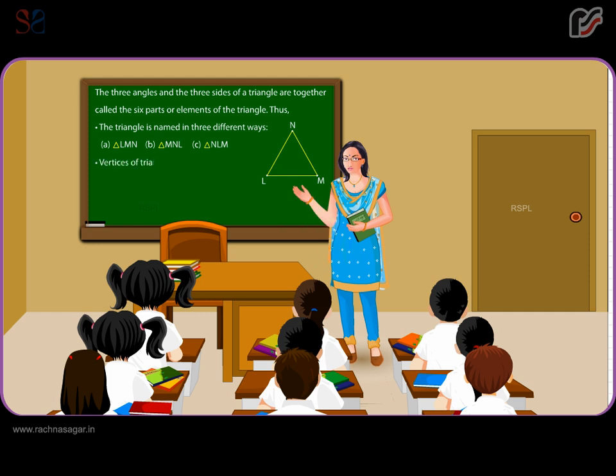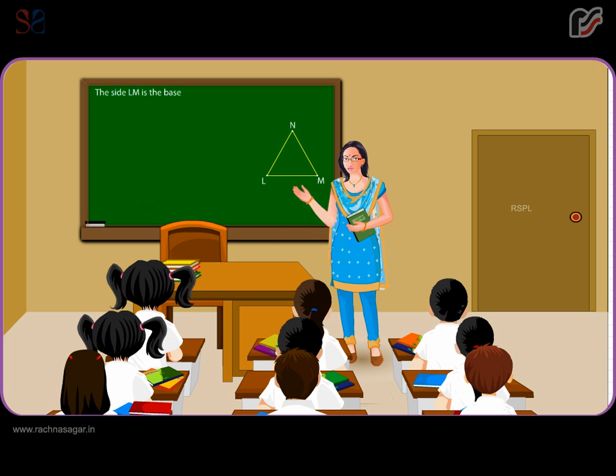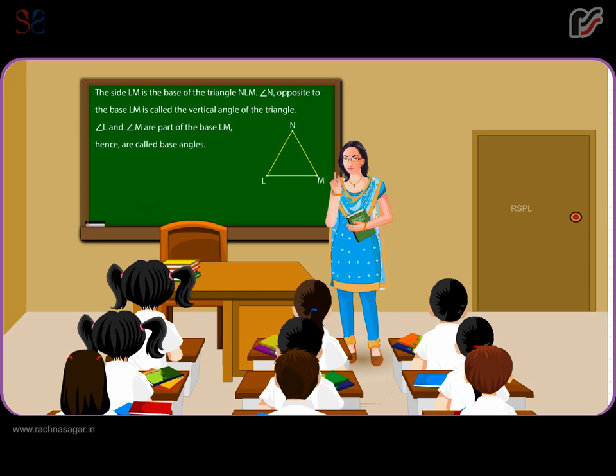Vertices of triangle LMN are L, M, and N. Angles of triangle LMN are angle L, angle M, and angle N. Line segments of triangle LMN are LM, MN, and NL. The side LM is the base of the triangle NLM. Angle N opposite to the base LM is called the vertical angle of the triangle. Angle L and angle M are part of the base LM, hence are called base angles.